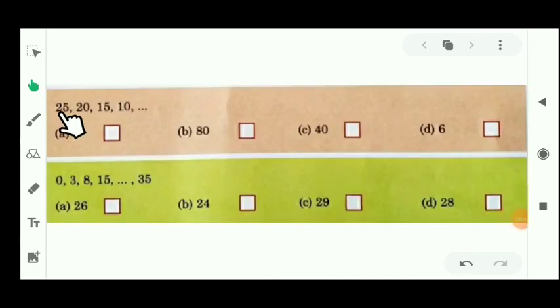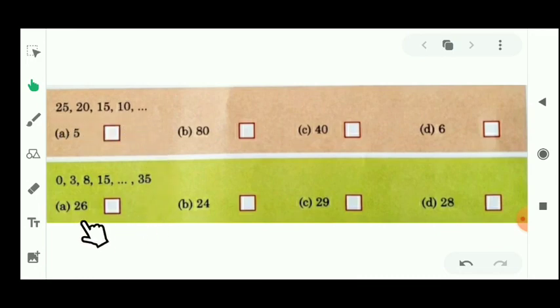Now students, let's see this series. You can see this series is given in the question, and according to this series you have to find out the correct options. Let's see the question number 1. 25, 25 minus 5, that means 20. 20 minus 5, 15. 15 minus 5, 10. Then 10 minus 5, which number will become 5. So correct option is A. In this series, in each and every number 5 is subtracted.